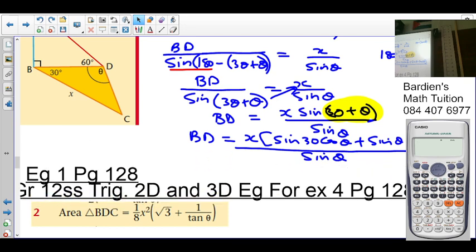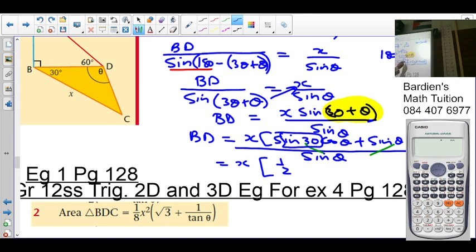Now what we're going to do is put each term over sine theta. On the outside we have the x. What is the sine of 30? Half. So it will be half, and that is going to be cos theta over sine theta. What is cos over sine? 1 over tan. Which means to say it will be 1 over 2 tan theta.